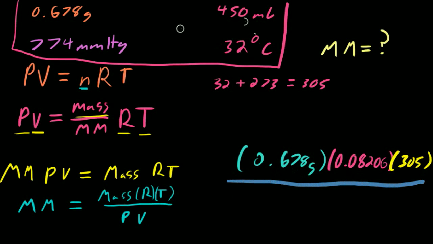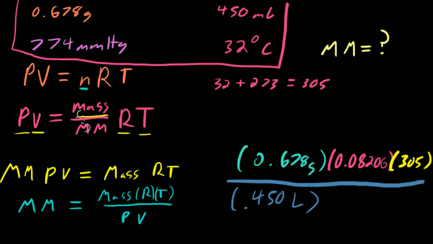I'll do the volume first. So we're dividing by, and remember, our volume needs to be in liters. So let's rewrite this as 0.450 liters instead of milliliters. I could have done a conversion factor here, but I decided to just go ahead and write this as 0.450 liters.